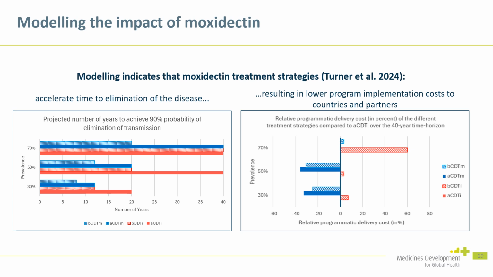In areas with a 30% baseline prevalence, in the lower bars, the time to elimination would be reduced by 8 years using annual Moxidectin compared with annual ivermectin, resulting in a 33% cost reduction in program costs.